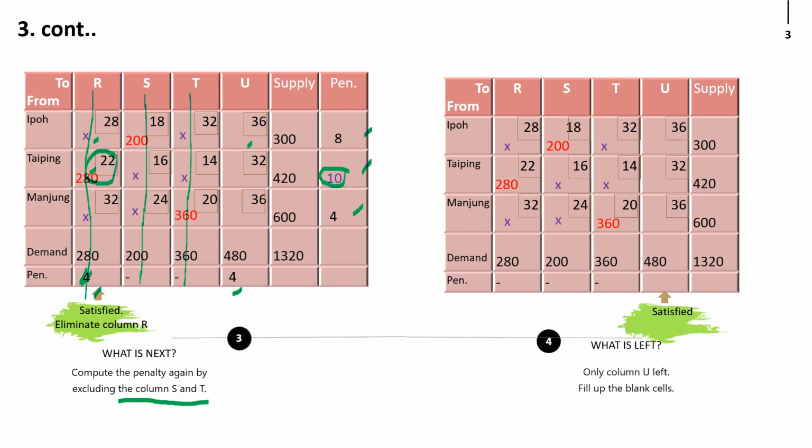Of course, we must exclude column T, S, and R. We have only one column left, which is column U. We cannot find the difference between the two values, so we just write down the remaining unit here. 300 minus 200 is 100, and for typing 420 minus 280 is 140. For Manjung, 600 minus 360 is 240, and automatically the total here is 480 and satisfied.